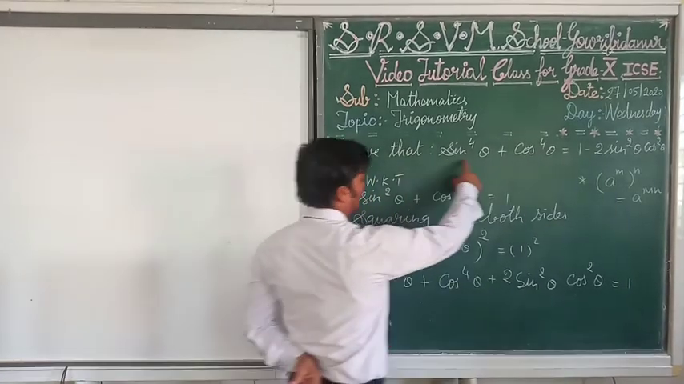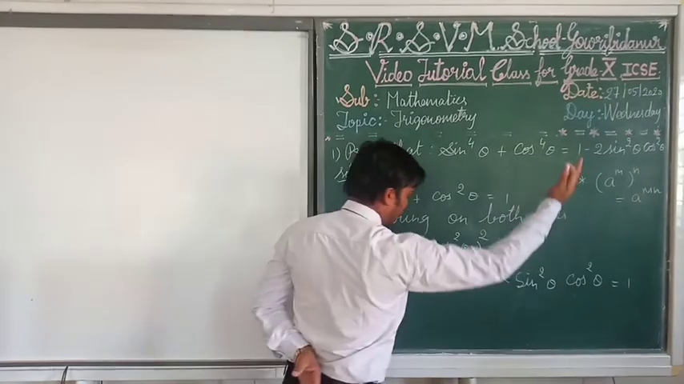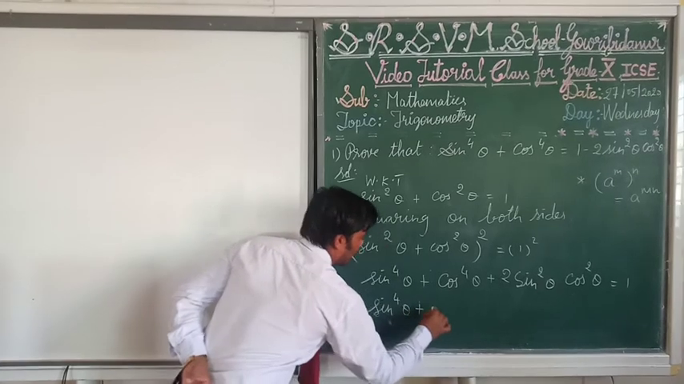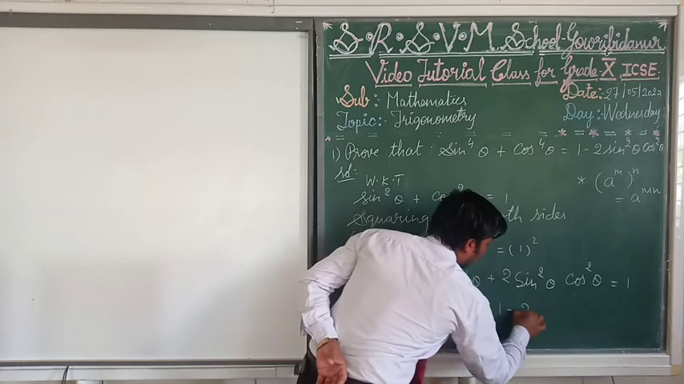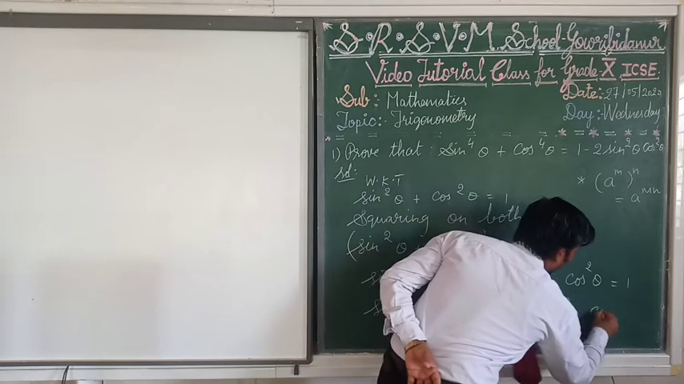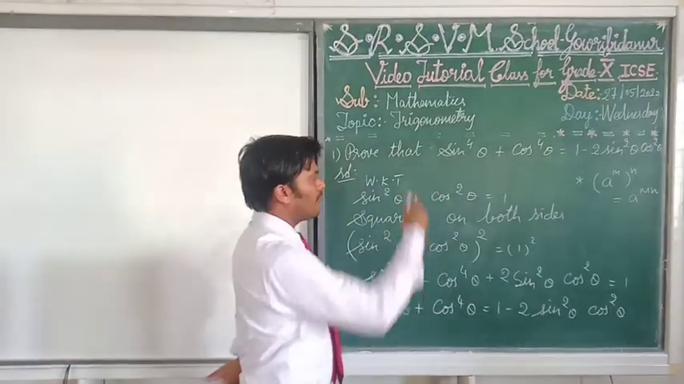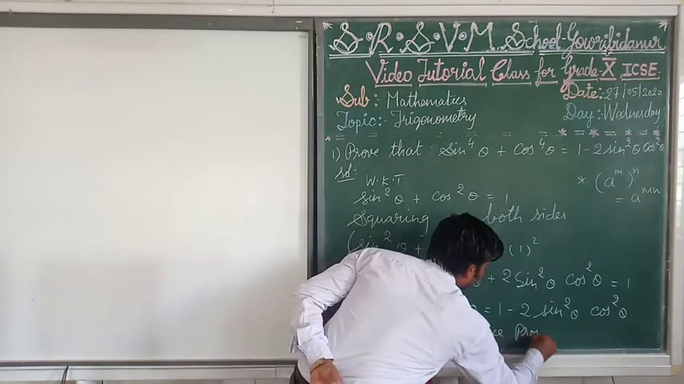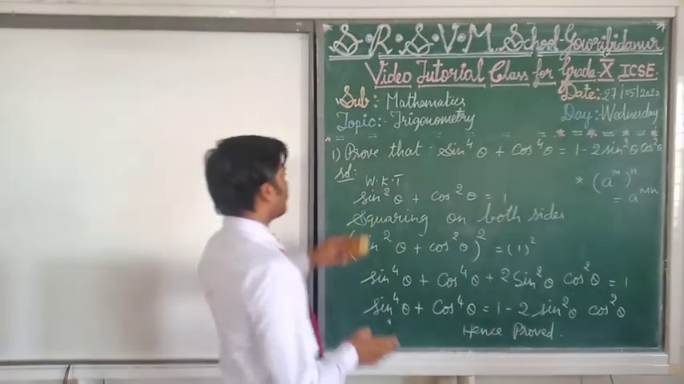Afterwards you want only this sin power 4 theta plus cos power 4 theta, that you keep here. Remaining things transpose to that side. Sin power 4 theta plus cos power 4 theta is equal to 1 minus 2 sin square theta cos square theta. We wanted to prove this one only. It already came. So hence proved. Fine. Next sum.